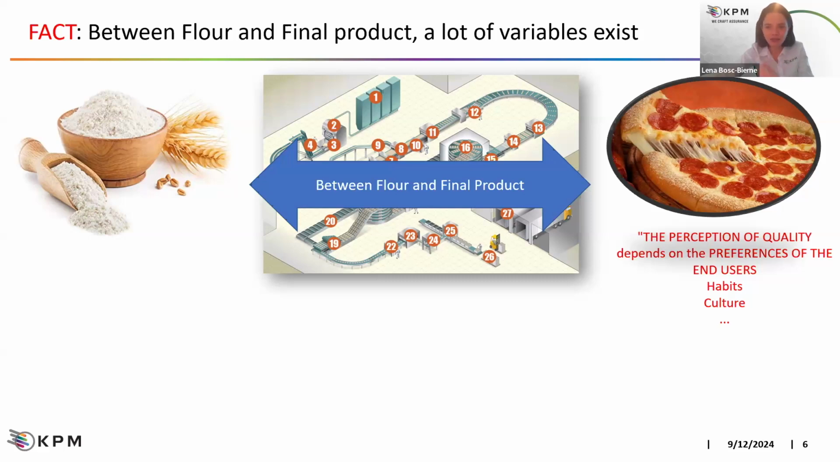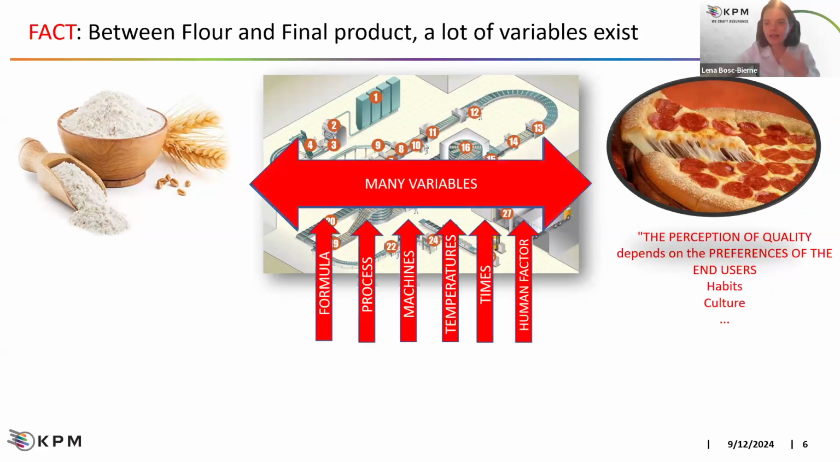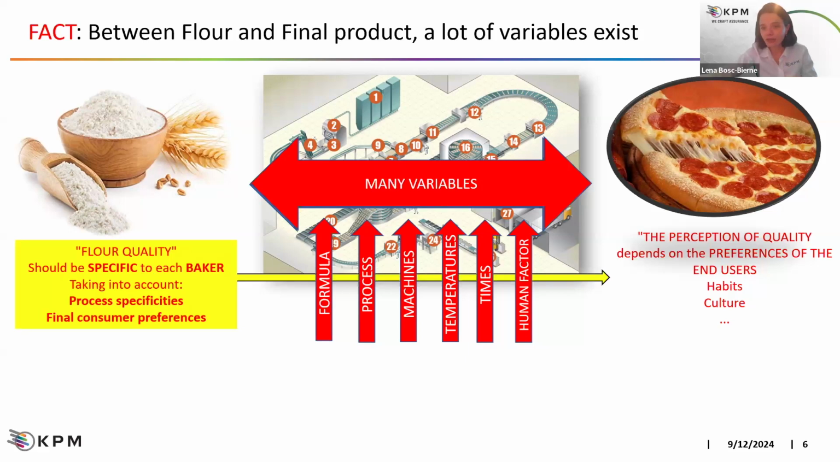And in addition to that, to produce the same Chicago pizza, you may have two different baking plants. And that means different recipes, different processes, maybe longer mixing times, maybe different machines at different temperatures at different times. And there is a human factor in the end that also plays a role in the results. And so what we believe here is that flour quality should not be as simple as between 11 and 12.5 and you do sandwich bread. It should be specific to each baker, taking into account their final product and process specificities.